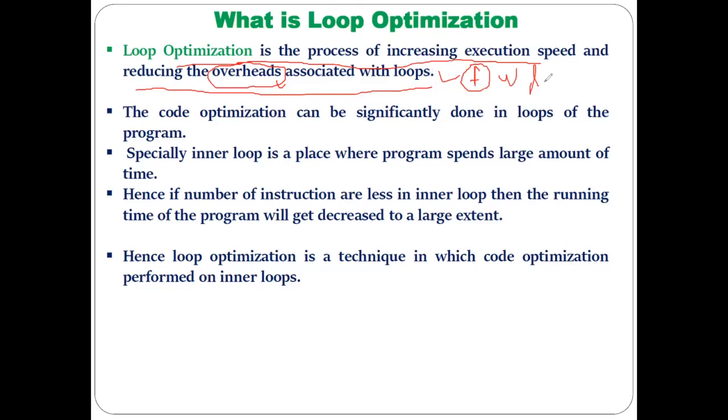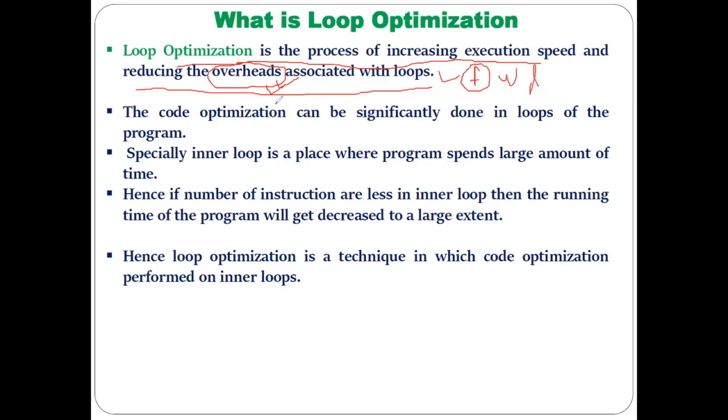Now, because of that unnecessary looping and unnecessary iteration, the speed of the program gets reduced. Understood? As well as the space required is also consumed more. So those unnecessary iterations and unnecessary looping are considered an overhead in that program. Understood? Unnecessary iterations and unnecessary loops in the program are considered an overhead.